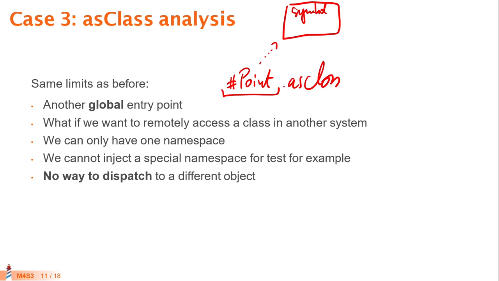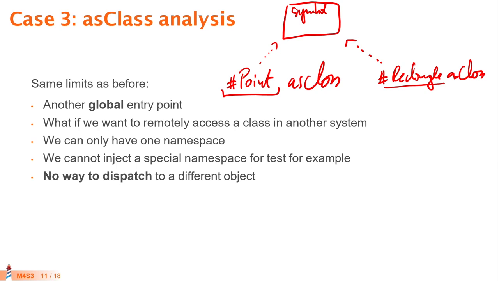So imagine that, for example, I would like to access a class that is remote. As class will only access the one in the system. I cannot dispatch. I only have one object here, this symbol. It could be, by the way, a rectangle. That would be the same. When I say that we have multiple, let's be clear, we have multiple instances, but we have only one class. So if you remember the first lecture of this MOOC, then there is no way that I can dispatch to a different behavior.